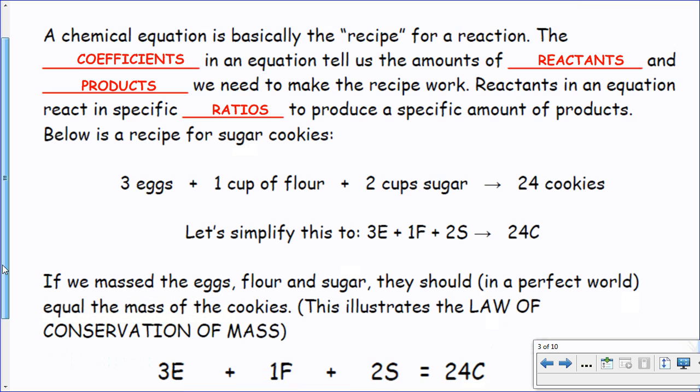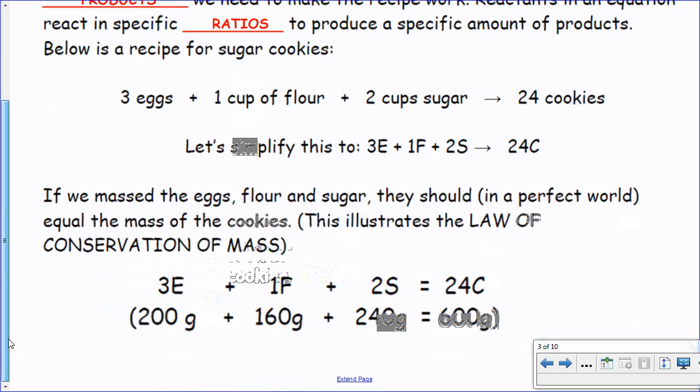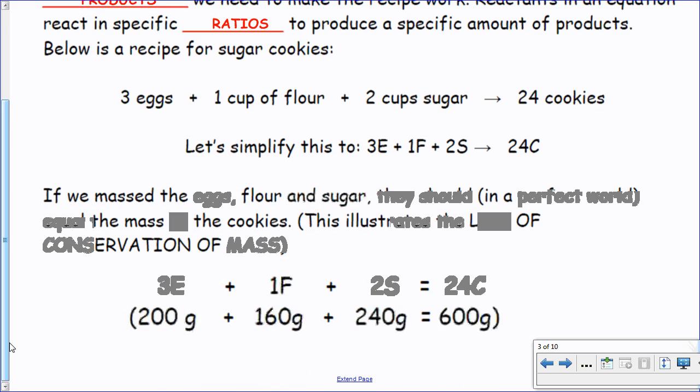So in the scenario of cooking, we're talking about maybe making a batch of cookies. 3 eggs, a cup of flour, 2 cups of sugar makes 24 cookies. We chemists like to abbreviate those into symbols, of course. So 3E plus 1F plus 2S makes 24C. Now, if we were to mass the eggs and the flour and the sugar beforehand and the cookies afterward, we should have the same amount of mass before and after. It's why we balance the equation, to show that conservation of mass, the law.